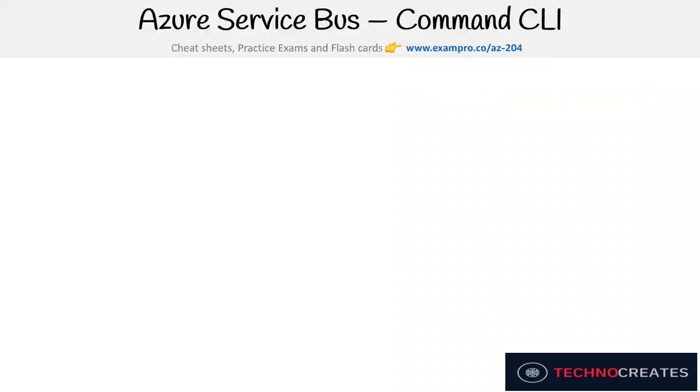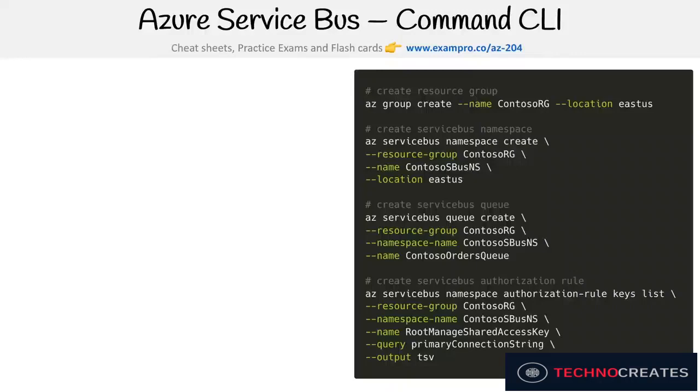Let us talk about Azure Service Bus CLI commands, because if you are doing the AZ-204, the developer, it's very important to know these commands because they may ask you them. So here I have a bunch of example commands. Just quickly looking at this here, we have creating a resource group, creating a service bus namespace, a queue, an authorization rule. And it's pretty straightforward, you know, az servicebus, etc.